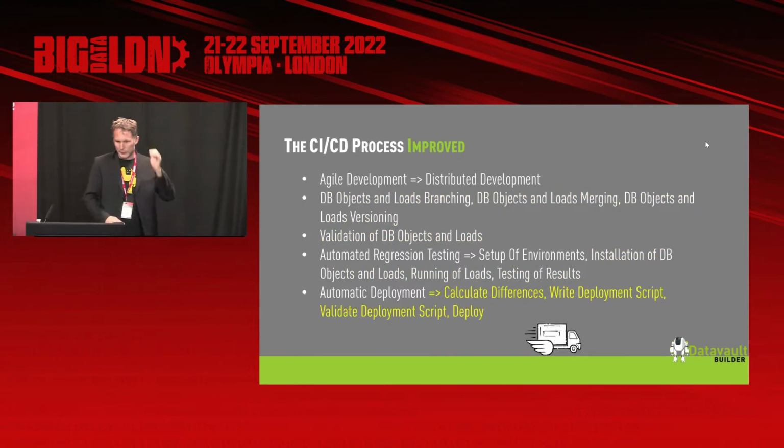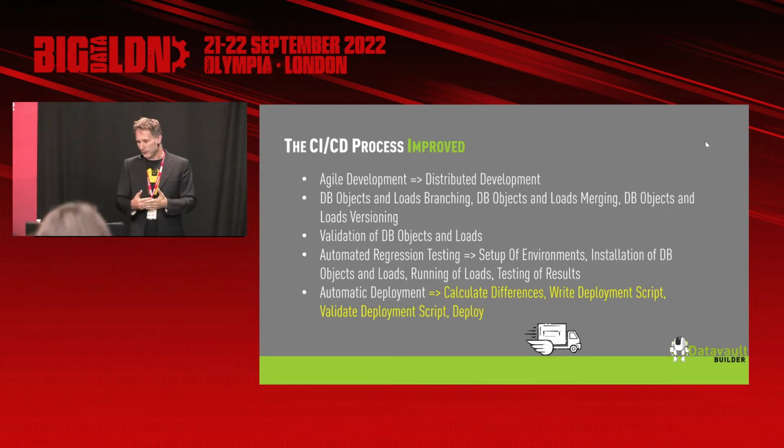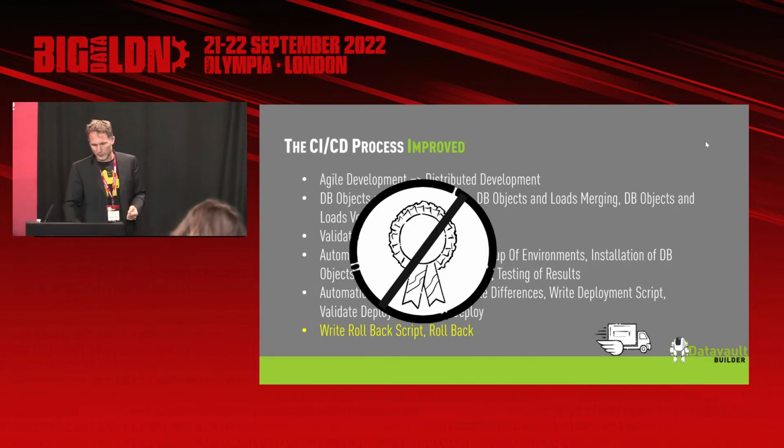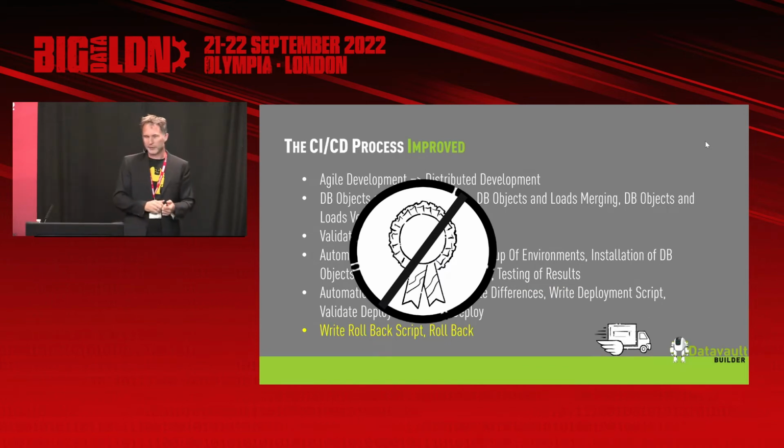So at the end, when we do automatic deployment, we need to calculate automatically the differences, write deployment scripts, validate the deployment scripts, and deploy, and we're happy, we're done. No, we're not, because if something goes wrong, we need to write rollback scripts and roll back. So it needs to go in both directions.